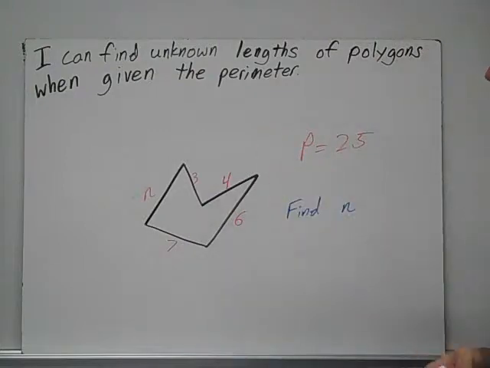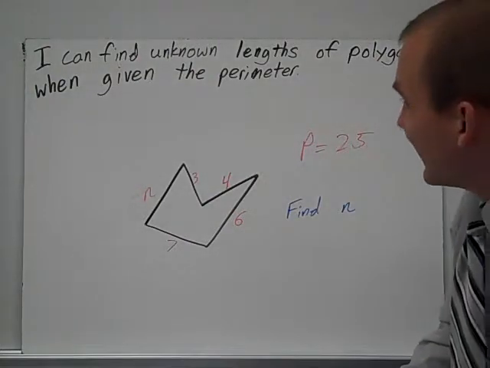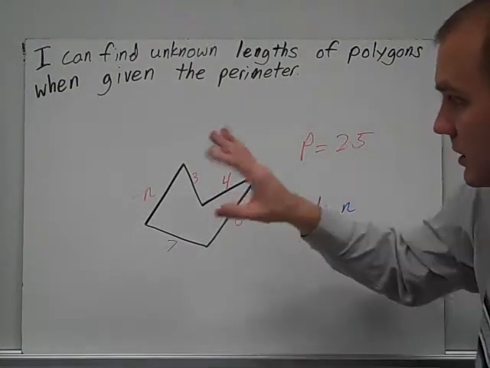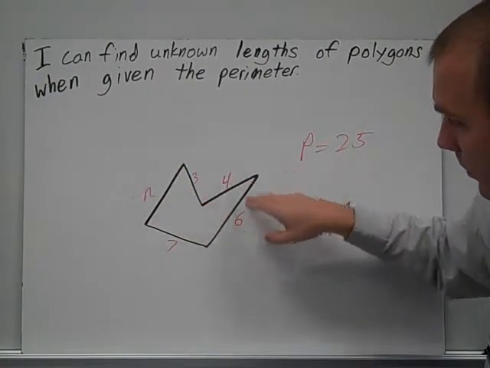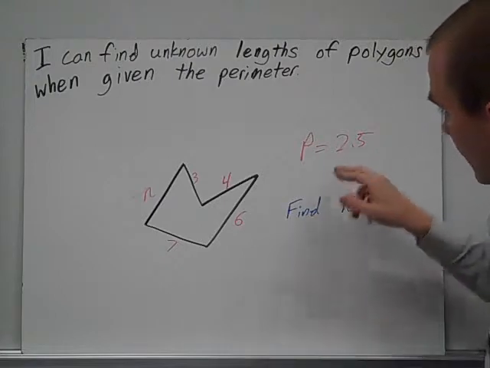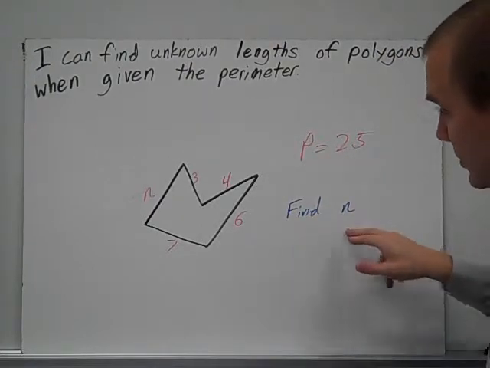I can find unknown lengths of polygons when given the perimeter. So here's another polygon. You have a side of N, 3, 4, 6, and 7. The perimeter is 25. I want you to find N.